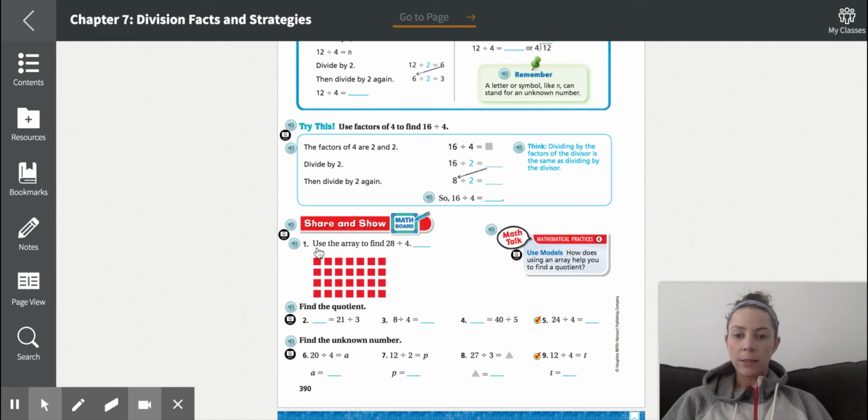Okay, I'm going to read the directions to you first. Number one, use the array to find 28 divided by 4. So remember, think about what the 28 means and think about what the 4 means in this picture, and then you're going to find the clue that's missing.